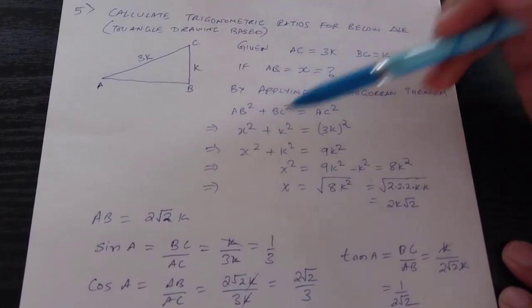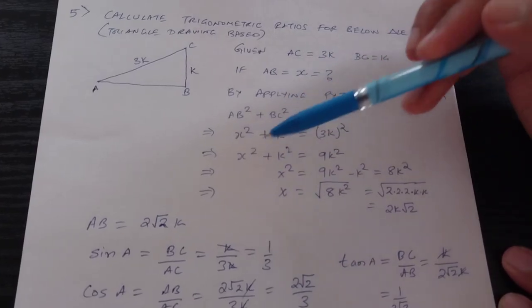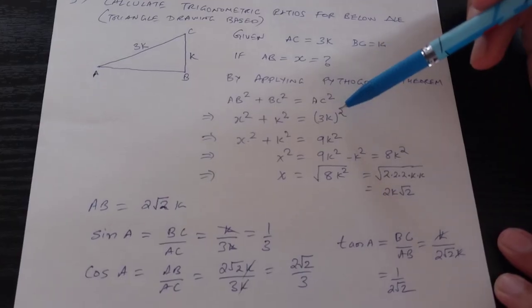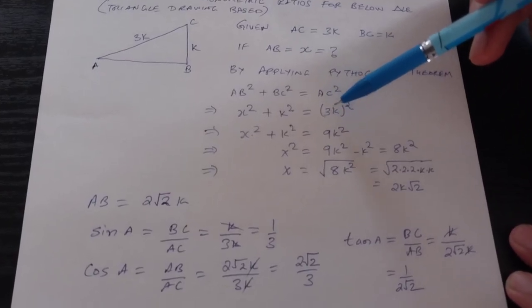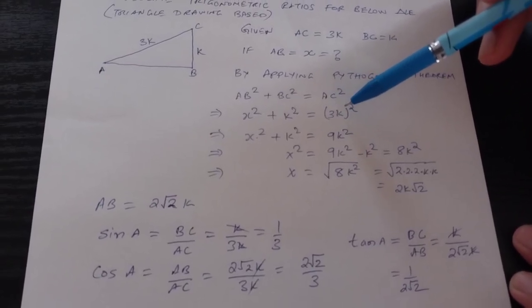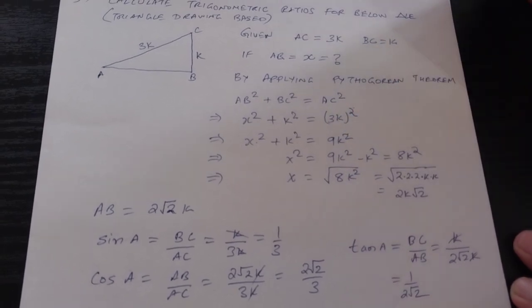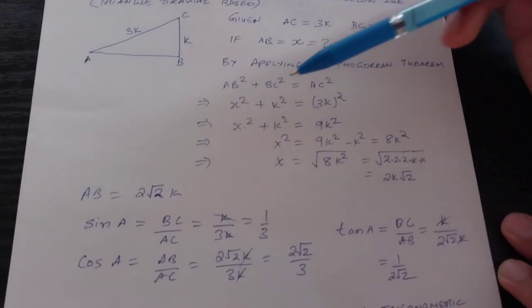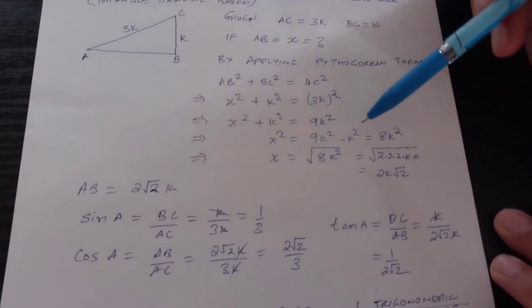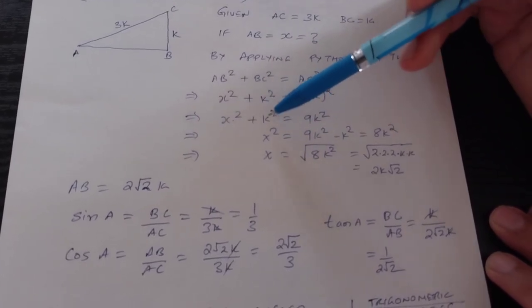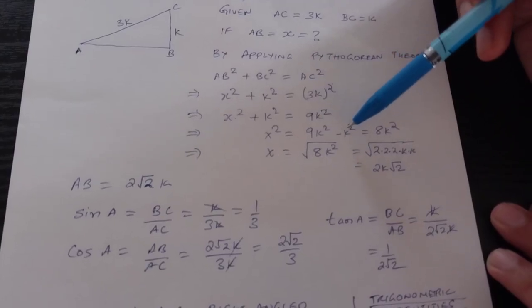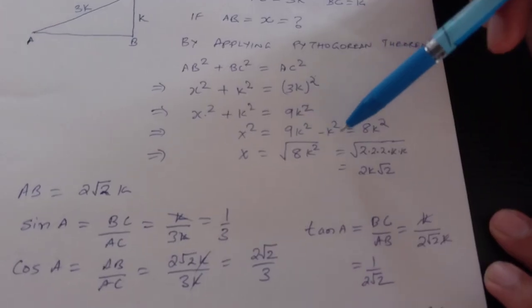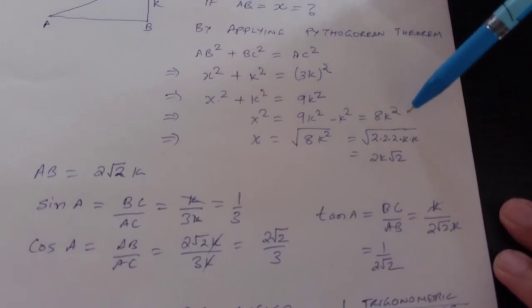So the next step is we simplify. x squared we write as is, k squared we write as is. What is 3k squared? It is 3 squared multiplied by k squared, so that becomes 9k squared. This is one step of simplification. Second step is we take this k squared to the other side of the equal sign. When we take it to the other side, it becomes minus. So x squared is equal to 9k squared minus k squared, that is equal to 8k squared.